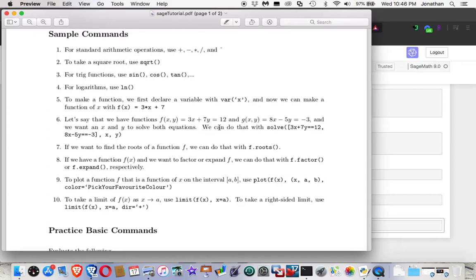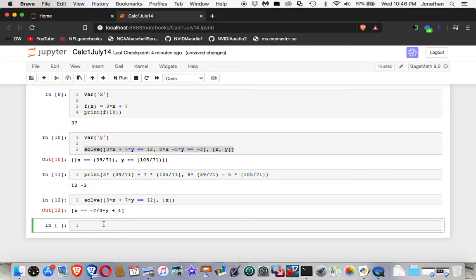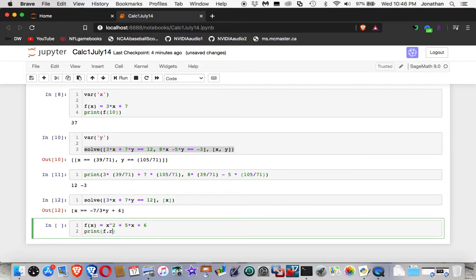Okay, so then what else do we want to do? We could find some roots. So let's take f of x to be the function x squared plus 5 times x plus 6. If we wanted to factor this one, we would factor it just using our standard binomial methods. So let's print f dot roots.